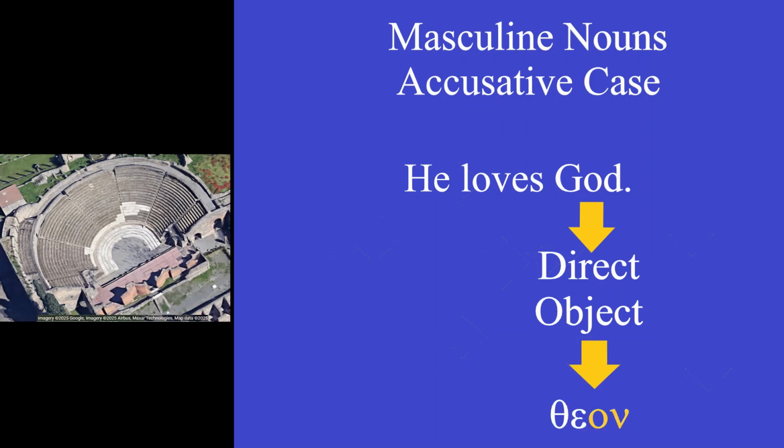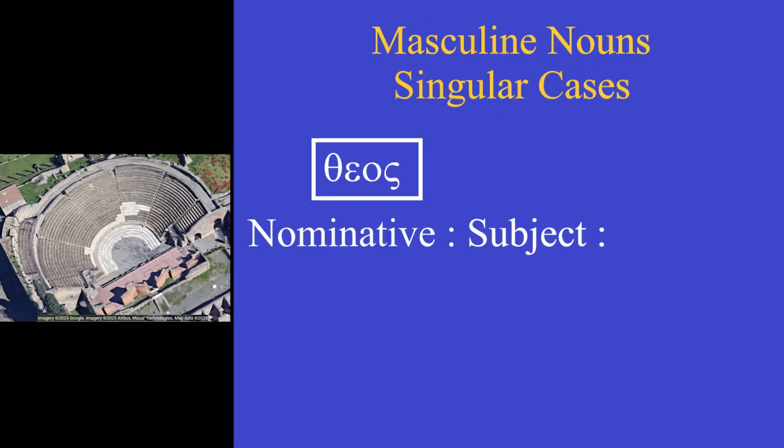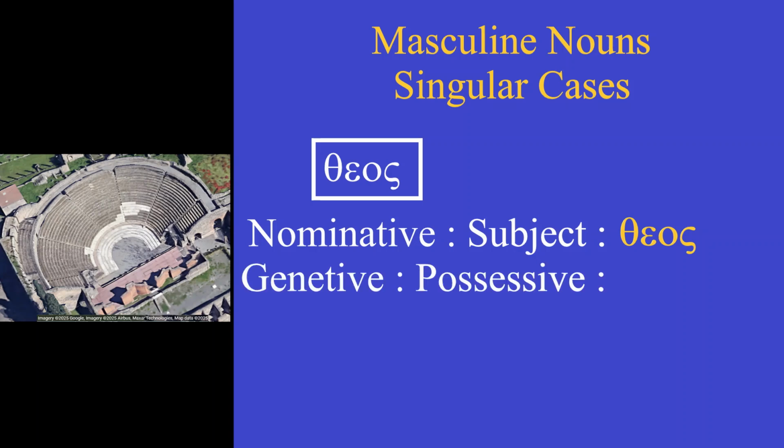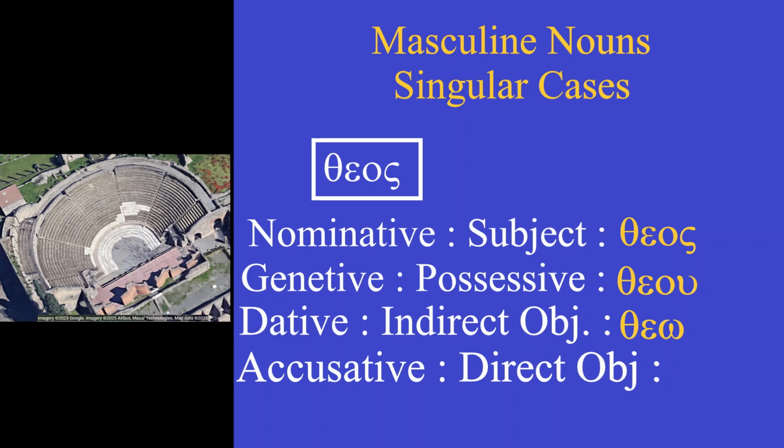So here are the forms for the masculine singular cases for theos. The nominative case, the subject, is theos. The genitive case, the possessive form, is theou. The dative case, the indirect object, is theo. The accusative case, the direct object, is theon.